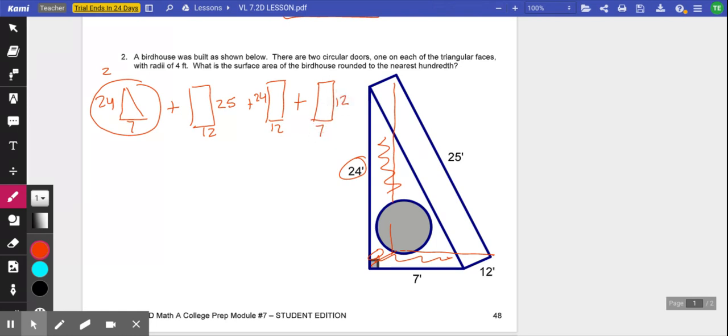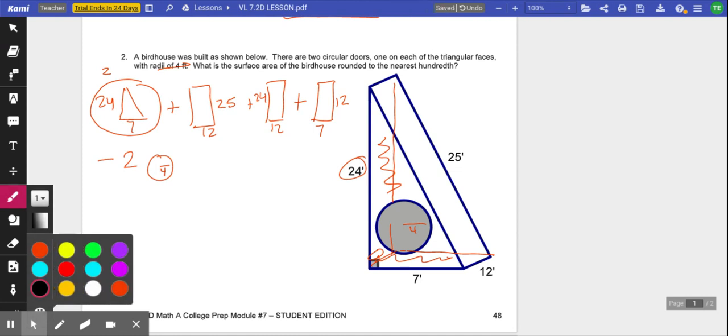Okay? But then we're going to have to remember that we have a circle on the front and back that we have to subtract. So we have to subtract out two circles. And my circles have a radius of, it said 4 feet. So two circles with a radius of 4 feet.